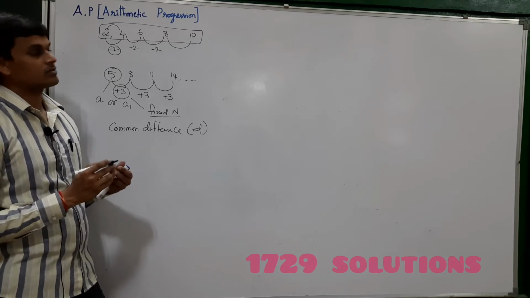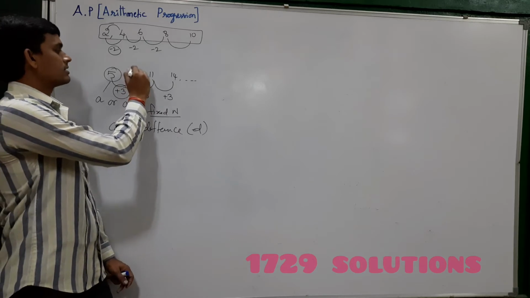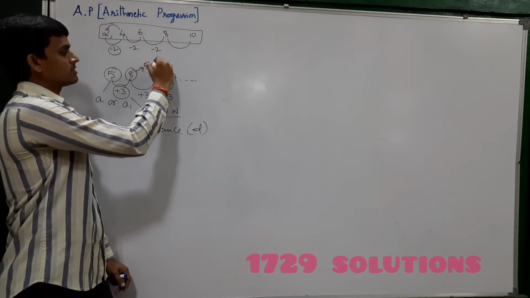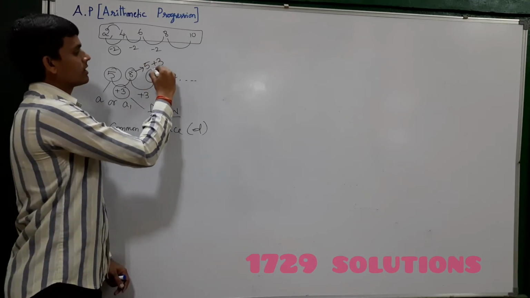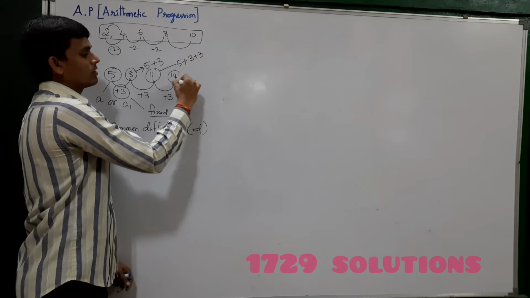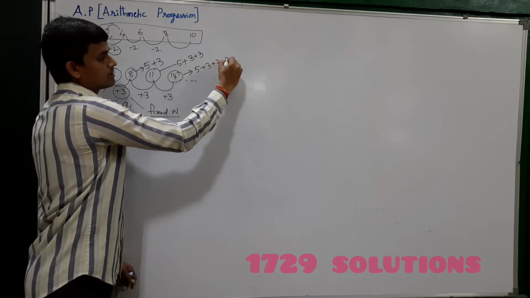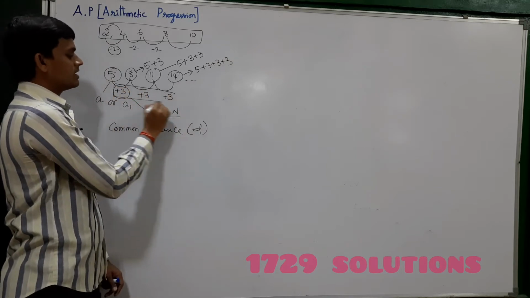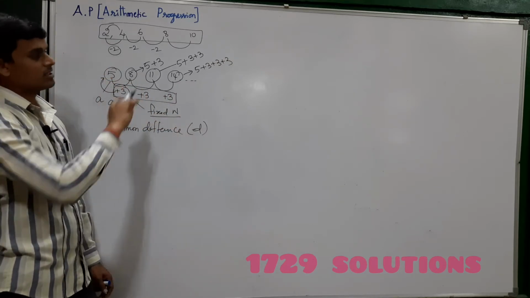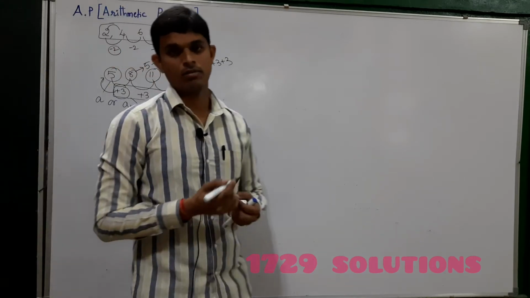What type of terms will we have? With the help of A and D, how do we get this 8? Check it out. It is clearly taken as 5 plus 3. So 11, how to get 11? 5 plus 3 plus 3. How to get 14? 5 plus 3 plus 3 plus 3. For 14, we are adding 3 three times to 5. So with the help of this information, we can find the nth term of an AP.